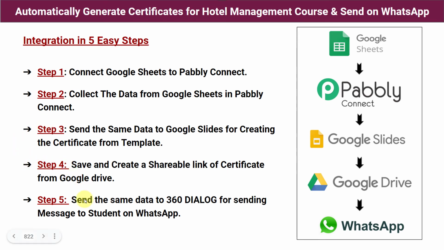So our final and last step is to send the same data to 360 dialog for sending messages to the student on WhatsApp. The certificate that we created, now we are going to send that as a new message on WhatsApp to the student, and to do this we are going to use 360 dialog. Now I'll tell you what 360 dialog is and how we are going to use it.